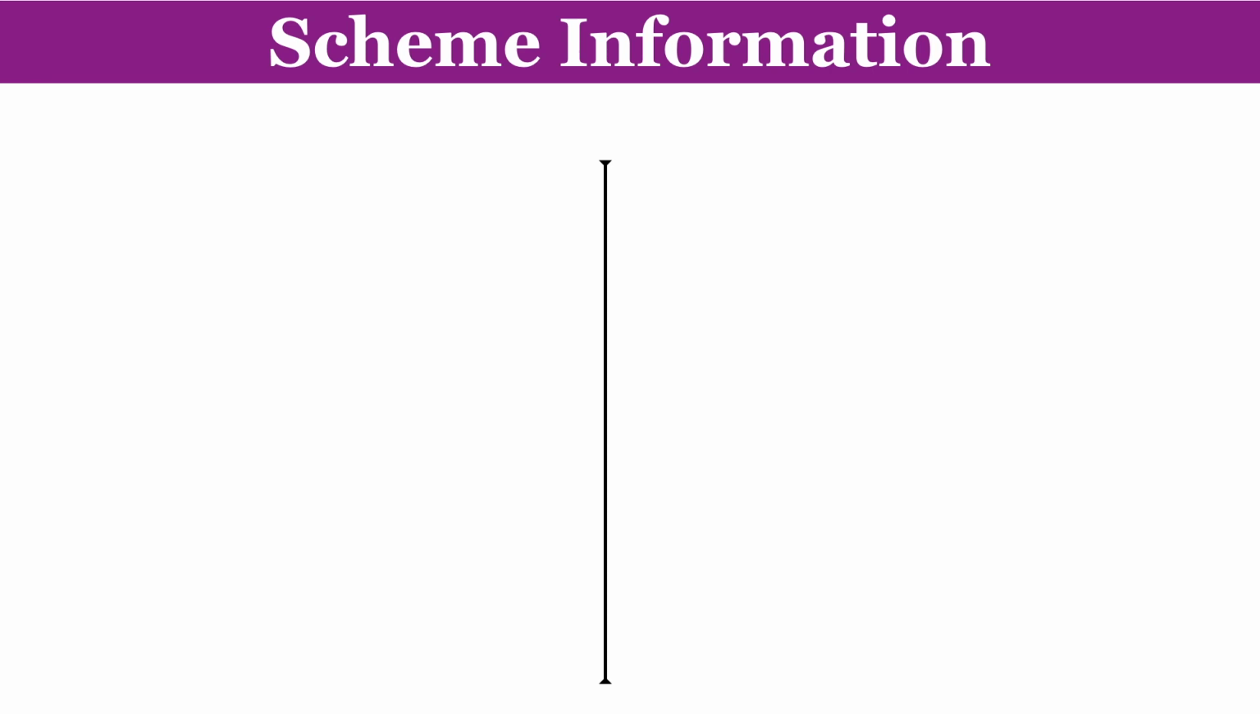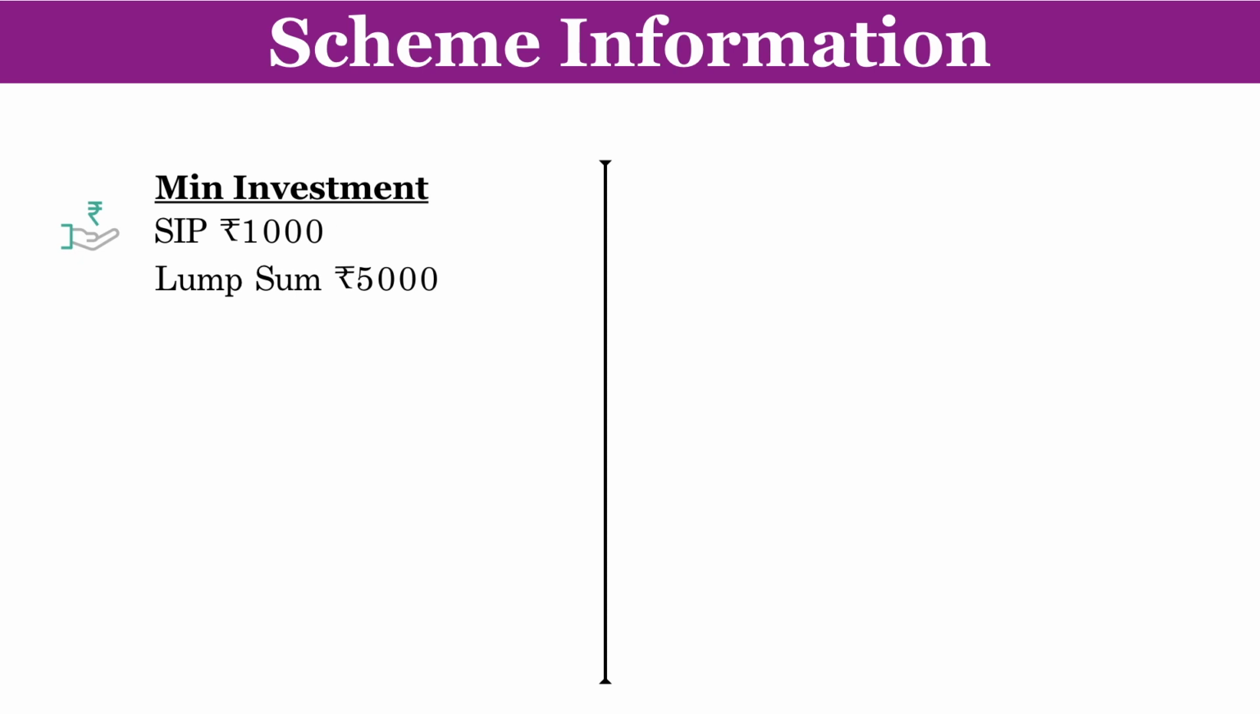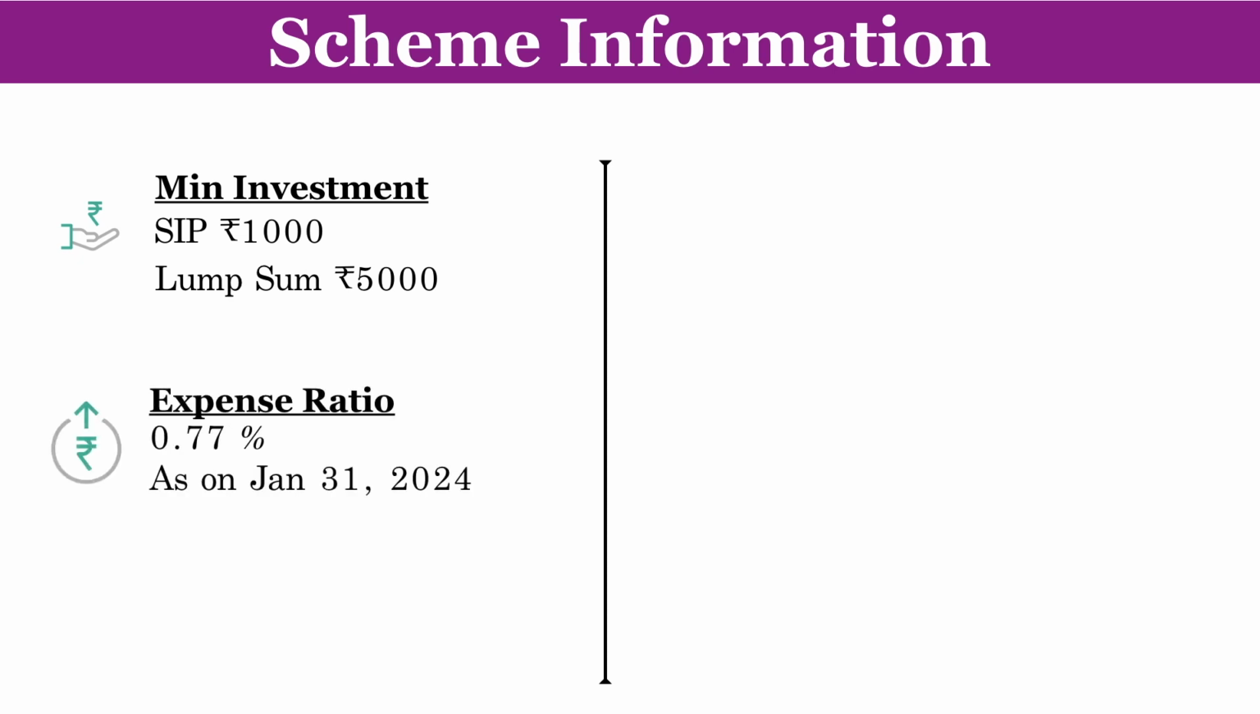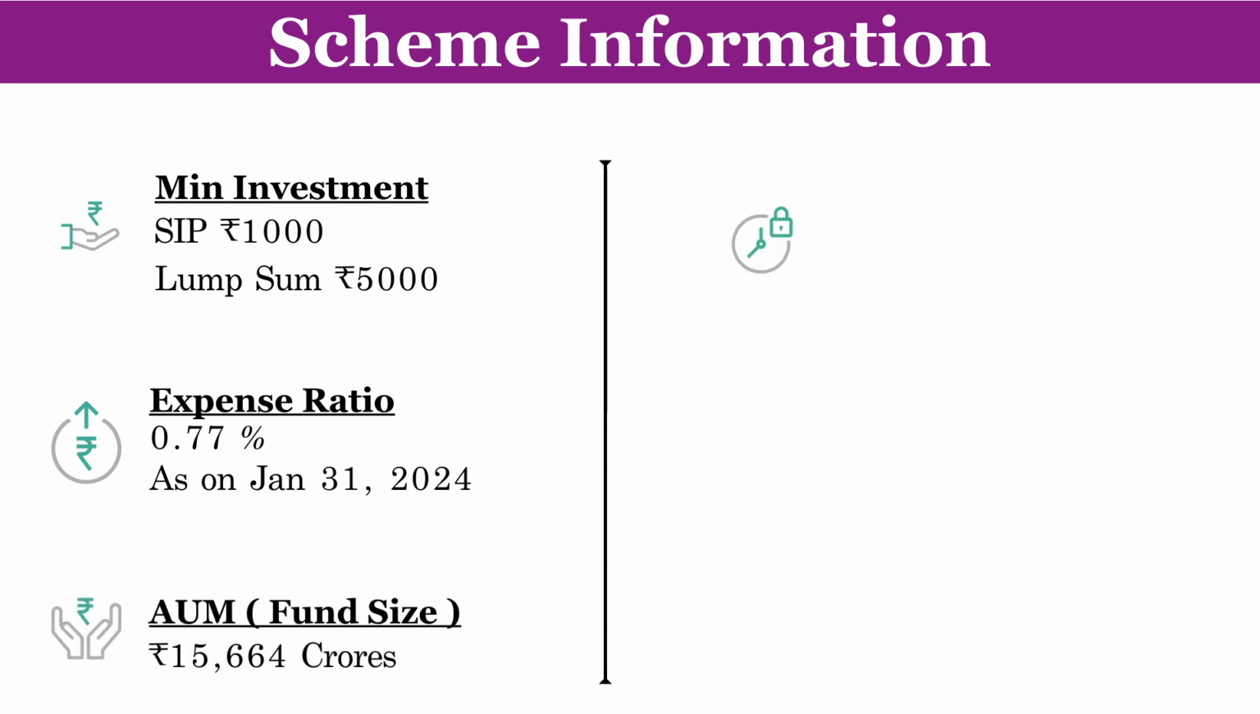Let's look into the scheme information. The minimum investment that you need to make in this mutual fund via SIP is 1000 rupees. Via lump sum, it would be around 5000 rupees. The expense ratio of this mutual fund is around 0.77% as on January 31st, 2024. The total asset under management is around 15,664 crores. There is no lock-in period associated with this fund.